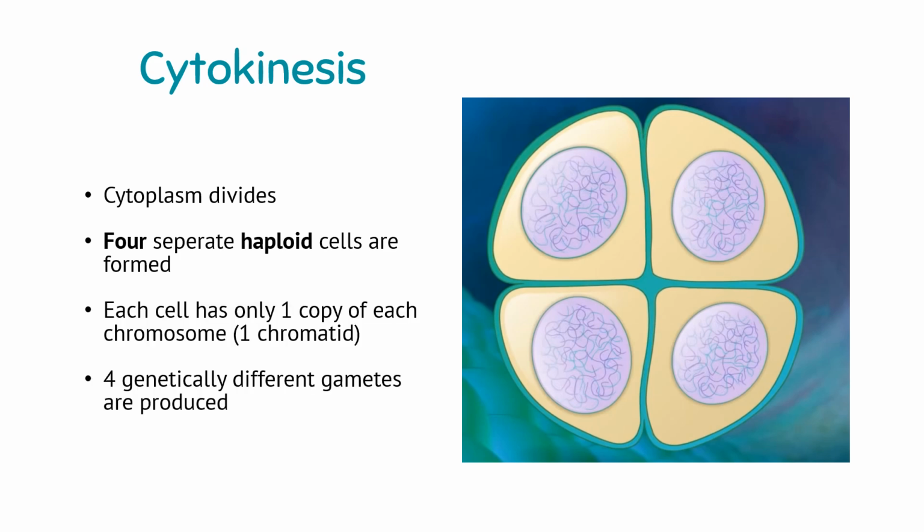This produces 4 genetically different gametes. Right? So remember, we had crossing over, which exchanged segments of DNA, and we had independent assortment, and we only have half of each, so half of your chromosomes in each of these cells. So they are very different, they are unique cells.